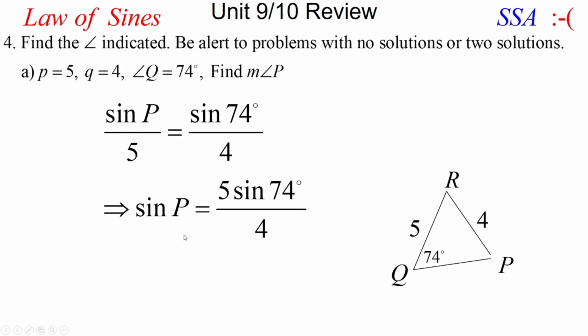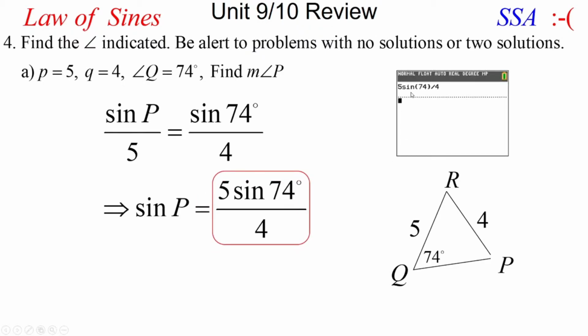All right, so this angle P does not exist. Okay, so 5 sine of 74 divided by 4 is 1.20, and that's why, because this is greater than 1, and you guys know sine oscillates between -1 and +1. So angle P does not exist. Okay, there you go. You could say no triangle or no solution, either way.